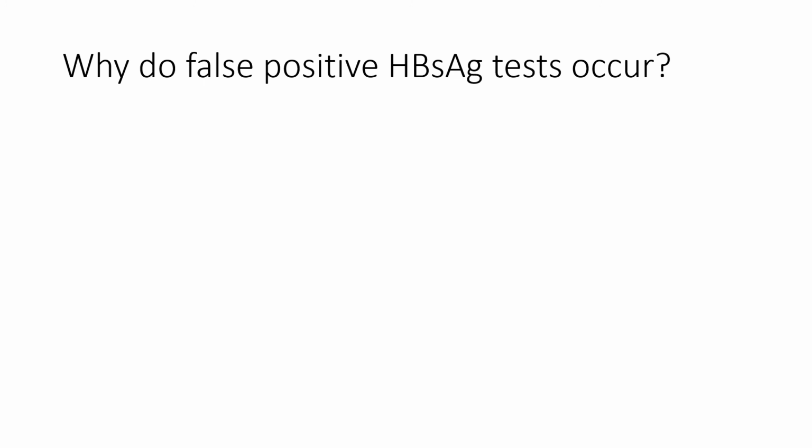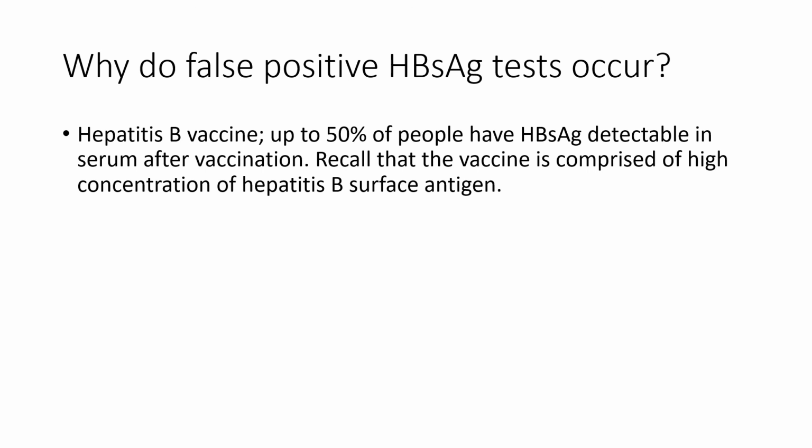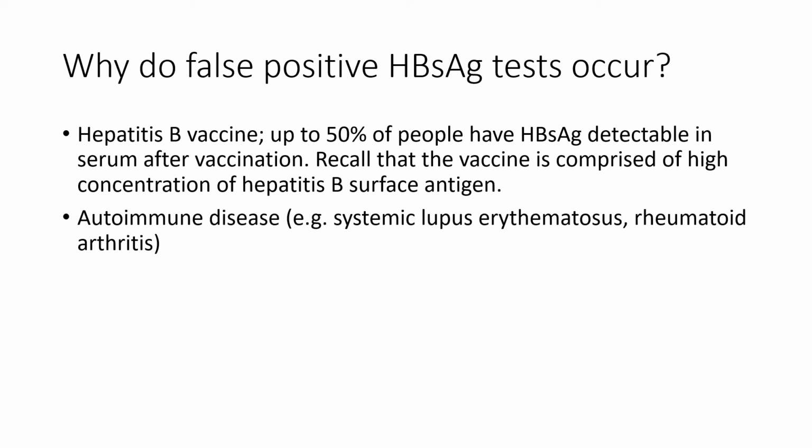So why do false positive hepatitis B surface antigen tests occur? Well, the main reason by far is because of the hepatitis B vaccine. So up to 50% of people will have hepatitis B surface antigen detectable in the serum after vaccination. Recall that the vaccine is comprised of a high concentration of the surface antigen. So if we administer it to a patient, it kind of follows logically that we might be able to detect that in the serum. So that will cause a false positive hepatitis B antigen test.